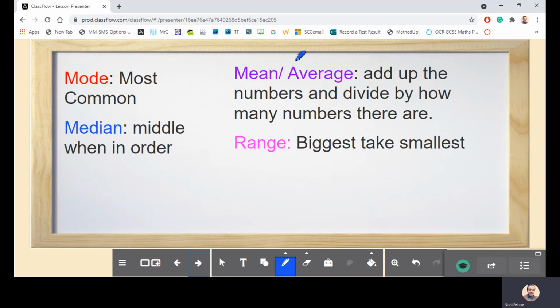The mean or the average, so if it mentions the word average, just find the average, you're going to be looking at the mean. And that is to add up all the numbers and divide by how many numbers there are. And the range is the biggest, take away the smallest. So again, this is something you need to memorize, something you need to learn and remember.